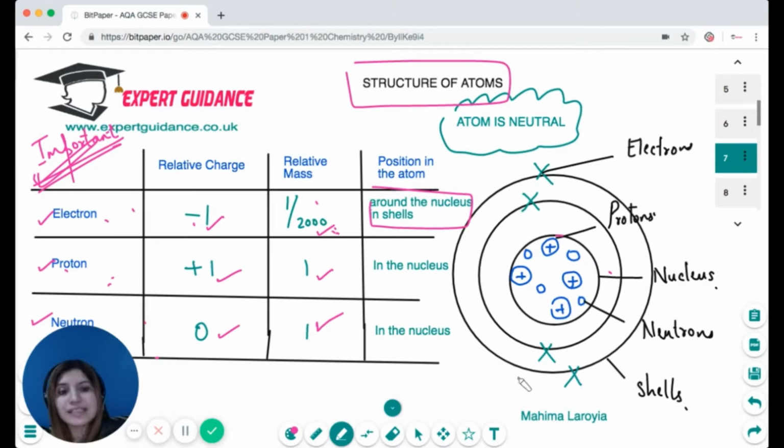So you can see that this is the element which has 4 electrons. So 2 are in the first shell, 2 are in the next shell, and 4 protons and 4 neutrons are in the center. This is how we make the structure of the atom.